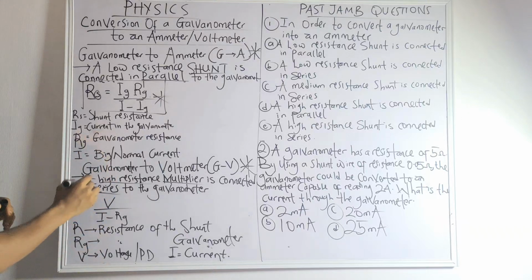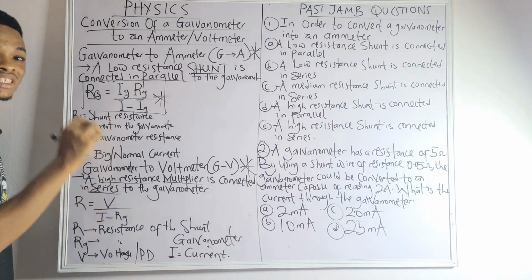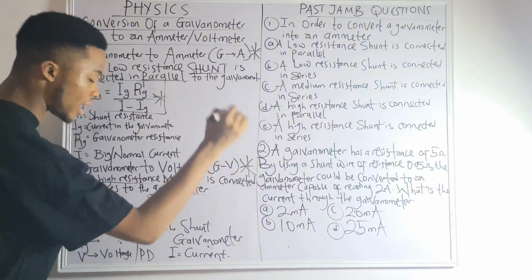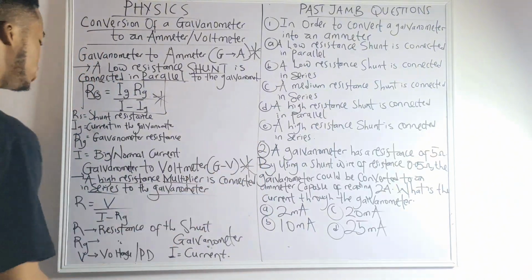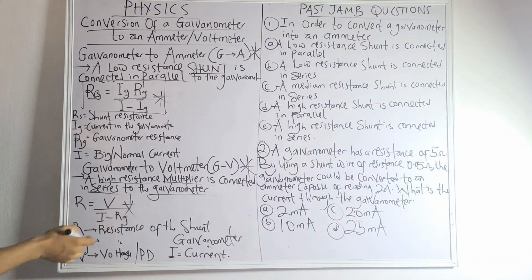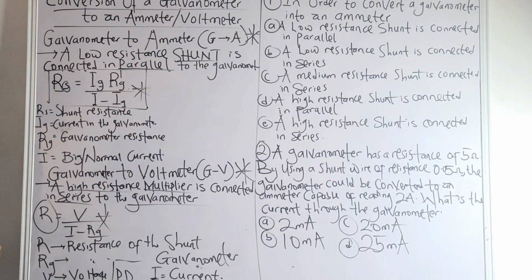So, if you want to change a galvanometer to a voltmeter, you use a high resistance multiplier, and you will connect it in series to the galvanometer. Very important. Now, this one you need to know. R is equal to V over I minus RG. Very, very easy. Let's take some past UTME questions.